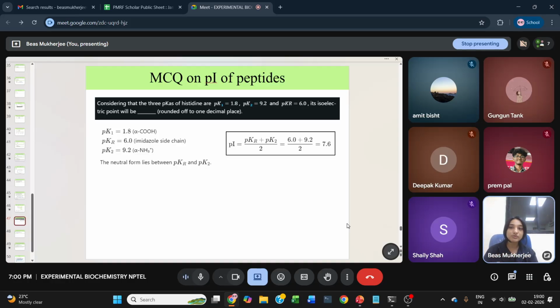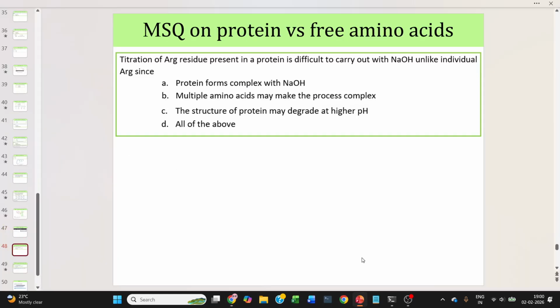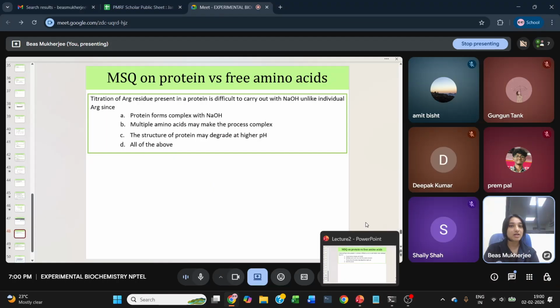3 pKa values and you have been asked to calculate the isoelectric point. So if you take into account the values and the 2 different values between which we get 0 charge, then we will see that the pI is coming to be 7.6, and this is the closest to neutral that we have, right?